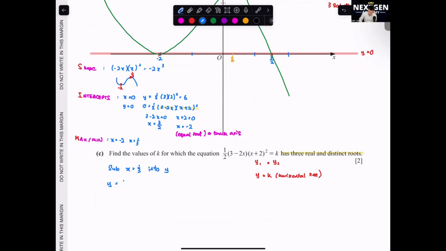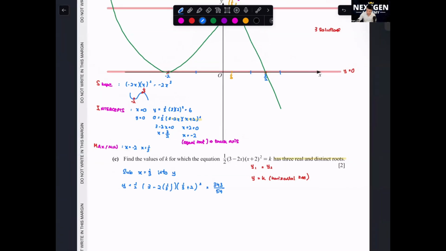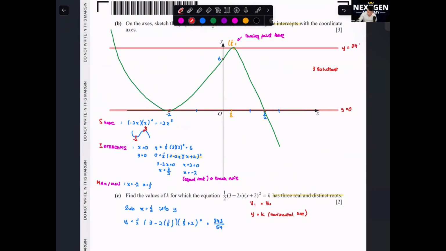Okay, so y is equal to half times 3 minus 2 times 1 over 3 plus 2 squared. You can type the whole thing inside immediately, if you want, since you all got calculator, right? Times 3 minus 2 over 3 times 1 over 3 plus 2 squared. Okay, we should get 343 over 54. That means this line here is 343 over 54. This is the turning point.